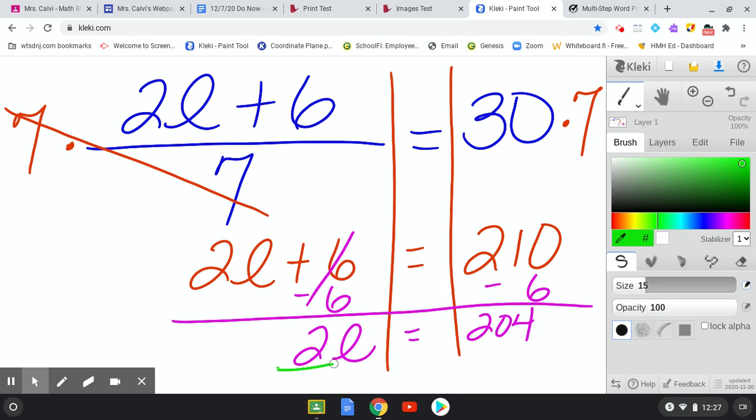My final step is to divide both sides by 2. I have my variable finally by itself, and 204 divided by 2 gives me 102. So Levi owns 102 graphic novels. So we literally looked at the word problem step by step, wrote exactly what they were saying, and solved.